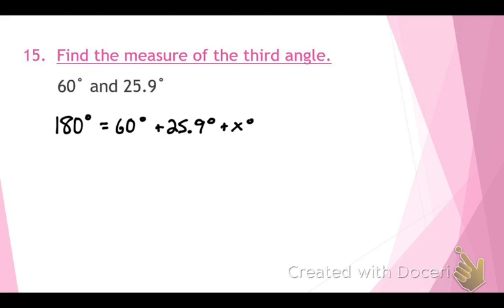So, can I do anything on the left side of my equal sign? Nope. Just drop it down. Can I do anything on the right? Yeah, so go ahead and add up the two things that you can add up. What do those two equal, guys? 85.9. And then we still got to add that x. How do I get x by itself? You subtract. Get rid of the 85.9 on both sides.